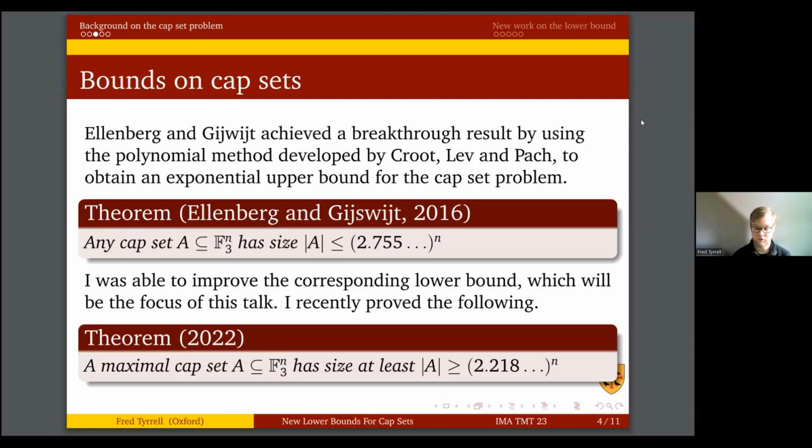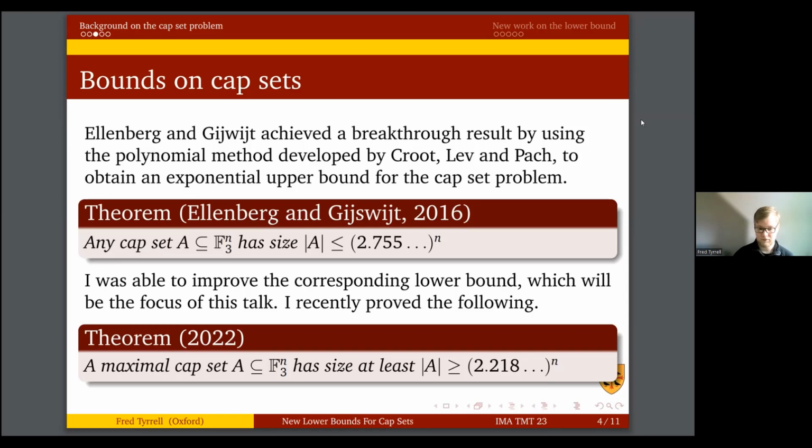So that's the upper bound, and the corresponding lower bound, which is the focus of this talk, is my own recent result, where I've proved that in n dimensions there's always a cap set of size at least 2.218 and so on, to the n. You'll notice that 2.755 and 2.218 are not the same number, but our two bounds are of the same shape. They're both exponential, and they're not a million miles away. So we're doing quite well on cap sets. I'll say a little bit at the end about my thoughts on narrowing this gap further. But now let me tell you how I obtained this new lower bound.